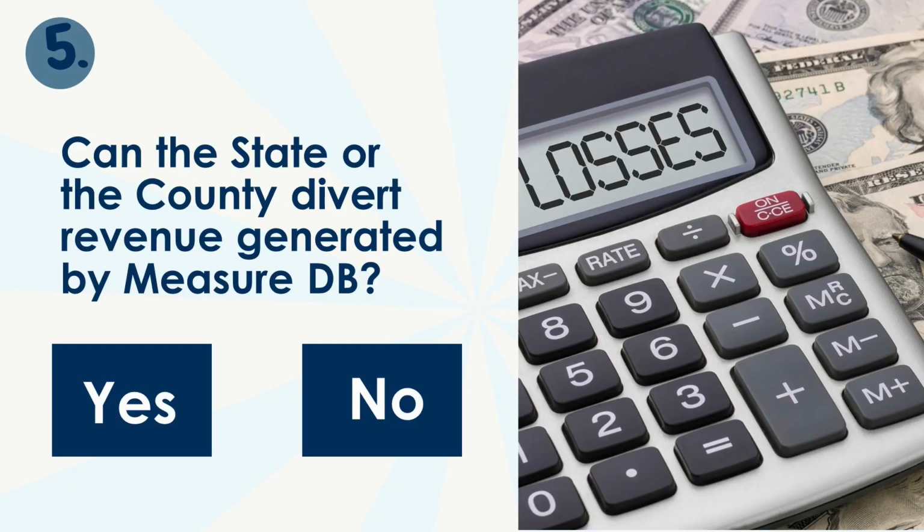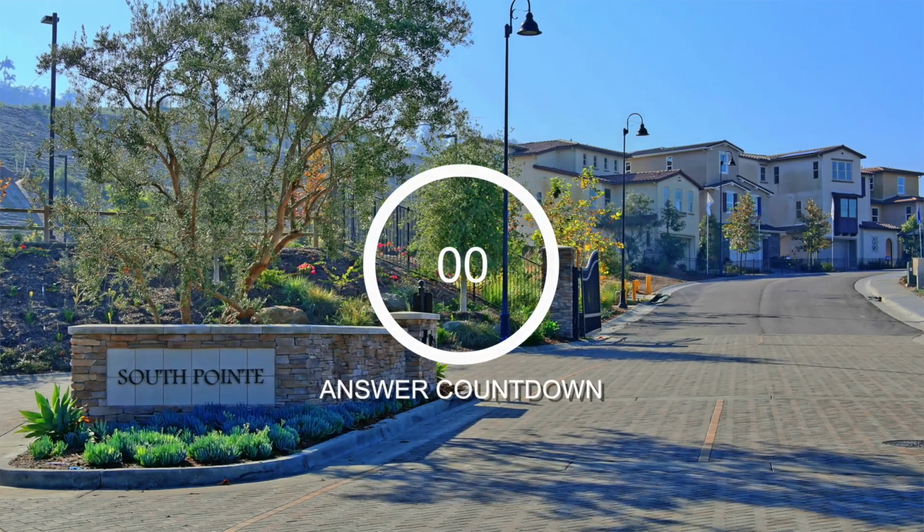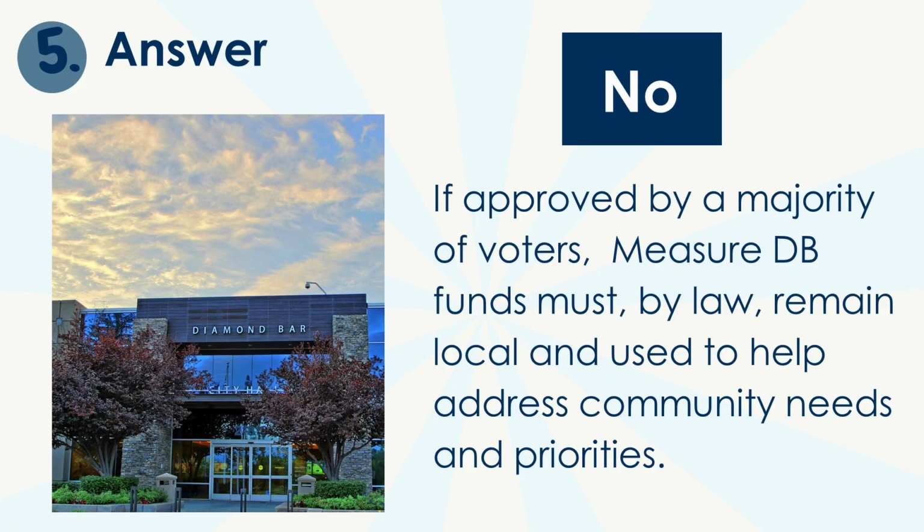We've made it to the last question. Can the state or county divert revenue generated by Measure DB? The answer is no. If approved by a majority of voters, this new funding, up to $3.8 million, would stay local, giving Diamond Bar, not the county or any other taxing authority, the ability to decide how the revenue is allocated so that the community benefits.